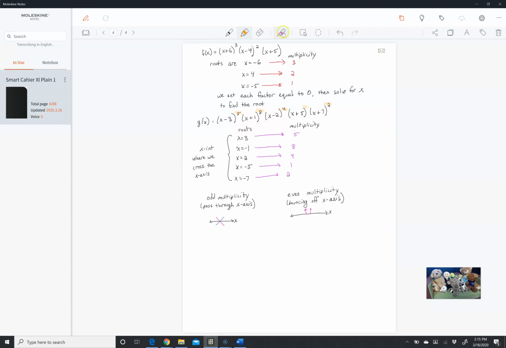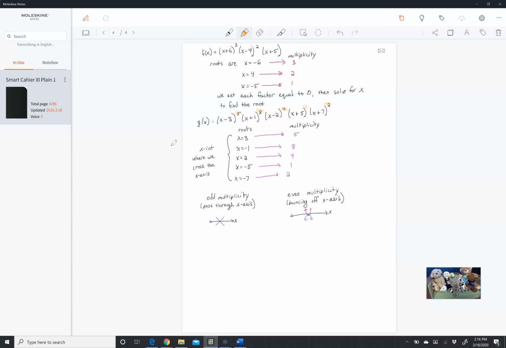Or you might be below the wall when you start. So if you're below, then you're bouncing like this. Okay, where that is your root right there. So again, you hit the wall, you bounce off of it. Whereas for an odd multiplicity, you can go right through it.